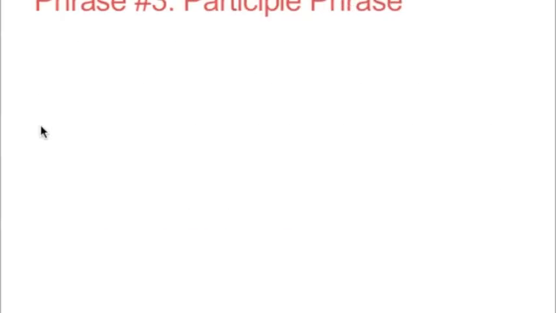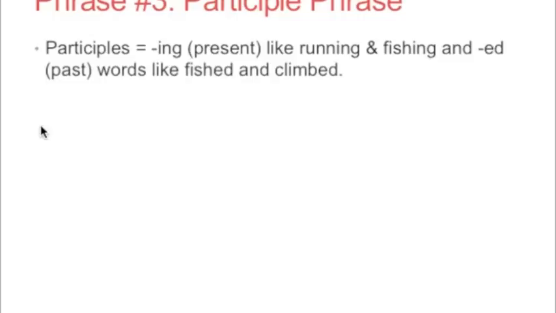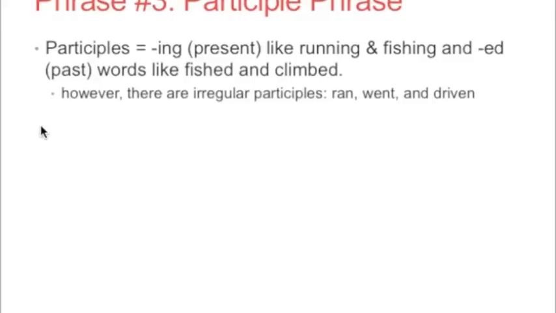The last phrase we'll be looking at is the participle phrase. A participle is not just a fun word to say, right? It's an ing word or an ed word, but it acts differently when we make them phrases. Okay, so things like running, climbing, fishing, jumping, these are all participles. Jumped. However, we have irregular participles. So when you use the word run, you don't say runned. Go isn't goed. Drive isn't drived. It's driven, went, and ran.